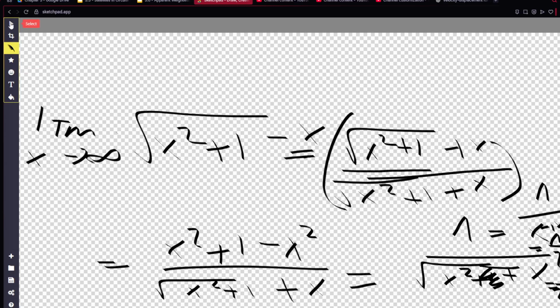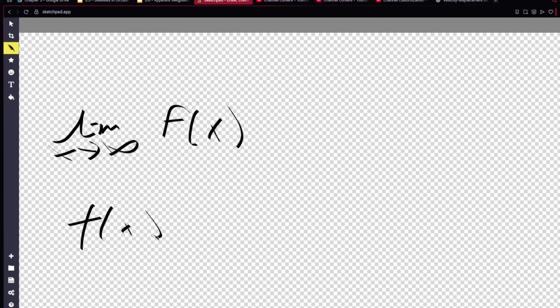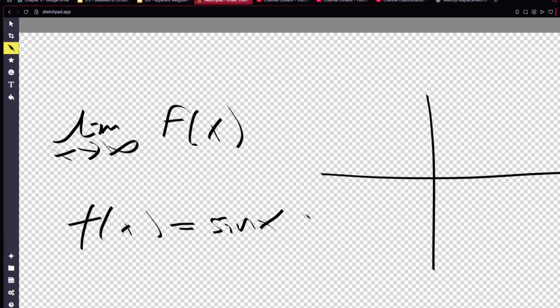Let's do one more, and we're going to use the sine function here to prove that not every function has end behavior asymptotes. Those will typically deal with periodic functions because they just repeat infinitely. We'll say f of x is equal to sine x. So what does a sine x graph look like? I'm not going to draw it out or label it, but it looks like this.